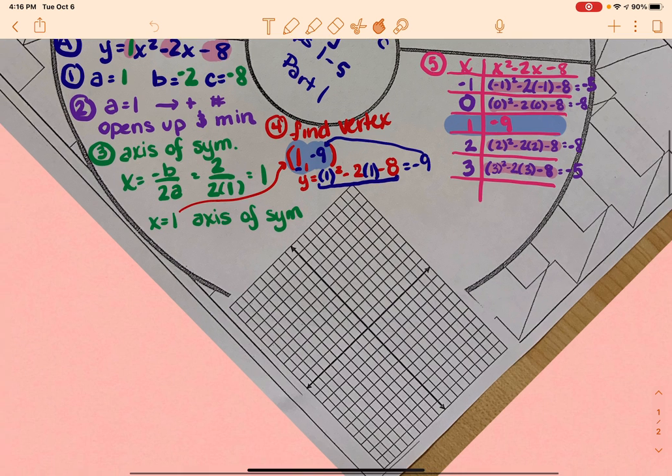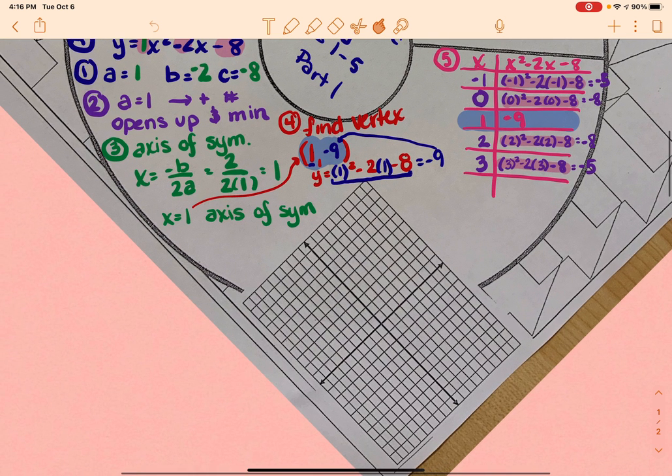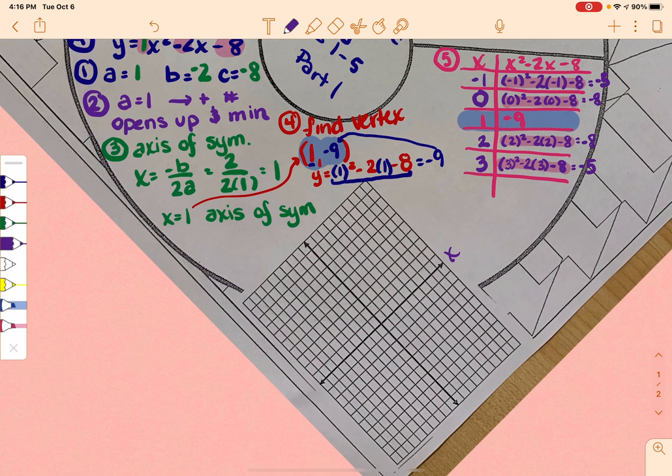Let's do this. I guess maybe I can go this way. I can make this side X and this is Y, and I'll just graph. So I'm going to put my points together. So I have negative 1 and negative 5. I have 0, negative 8. I have 1, negative 9. 2, negative 8. And 3, negative 5.